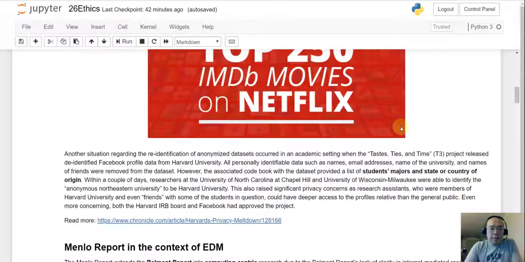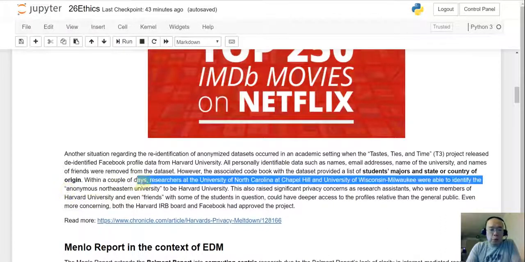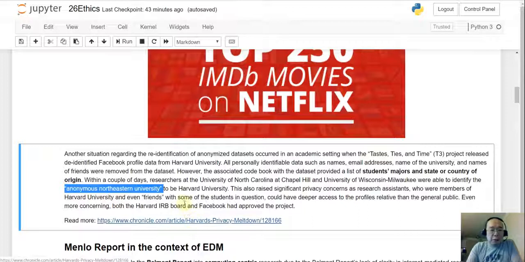And another example, in the world of educational data mining, is a dataset posted on Facebook, which had already been de-identified. This dataset had removed all the personal information as well. It has the list of the students' majors and the state or country of origin. So that is safe data, I would say, right? And unfortunately, taking this data, the researchers were able to infer that the anonymous Northeastern University in this data set is actually Harvard University.